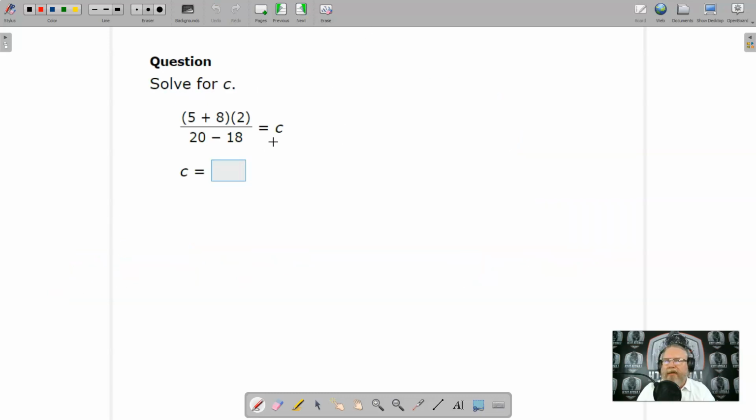Solve for C. So I've left a little more space here instead of doing 2 problems per page because it might take a little more space. Realize we have to do the numerator first. So let's take the quantity of 5 plus 8 times 2. Do a rewrite, and then let's do 20 minus 18. And remember, we can go ahead and put this in parentheses too, because we realize we have to simplify both the numerator and the denominator in order to work this problem out.